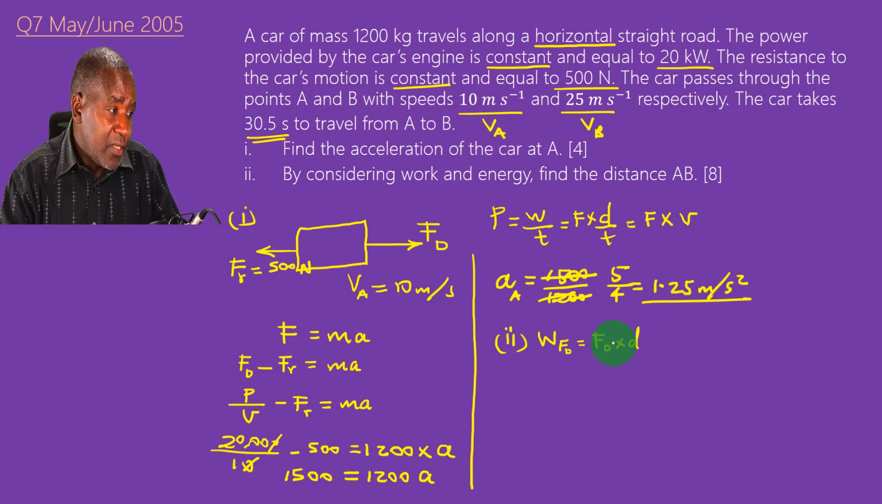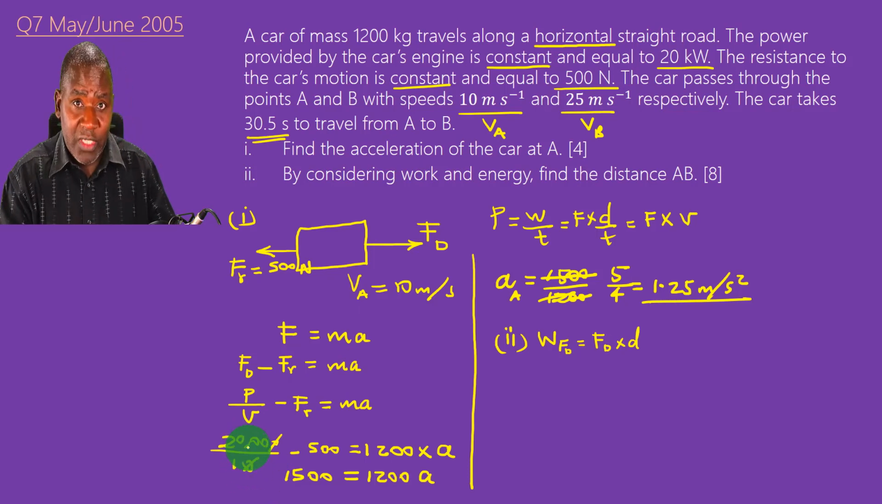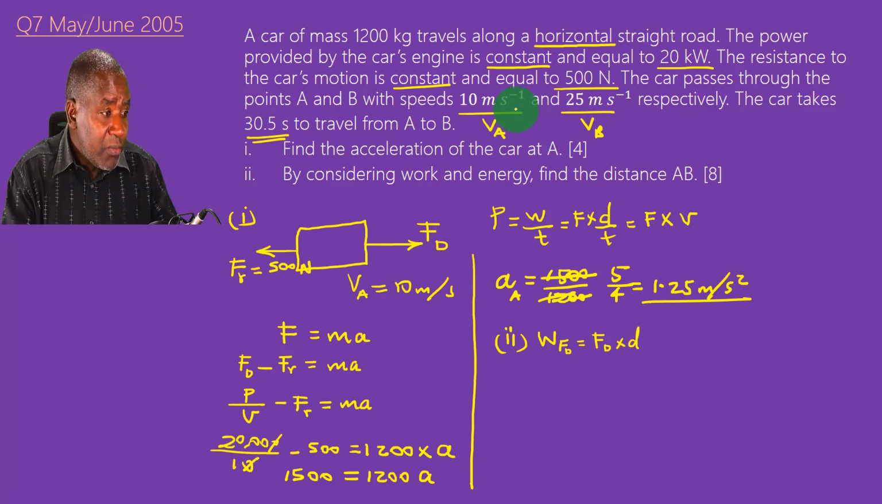But we have seen, just by looking at the driving force at point A, the driving force at point A is the power, which is 20,000 divided by 10, which will give us a driving force of 2,000. But the driving force at point B, where the speed is 25, you can see it's different. So the driving force is not constant.